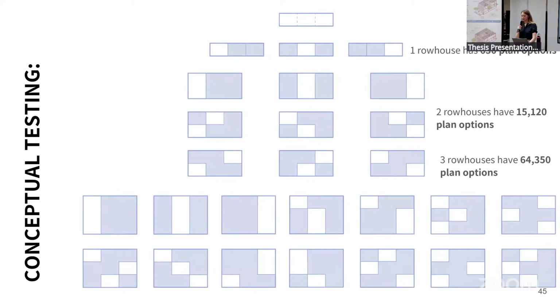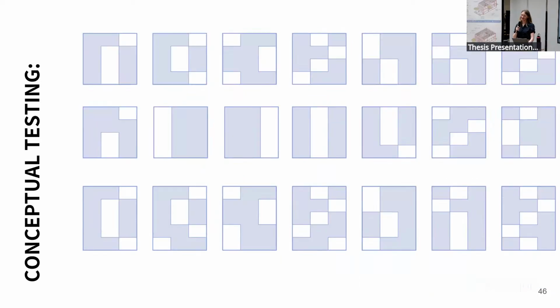So if we begin to apply these, by combining these, one row house can have 630 unique plan options. If we combine two row houses, we can create over 15,000 unique plan options. And finally, three row houses have over 64,000 plan options. Yeah, so I will not be sharing 64,000 plan options with you.